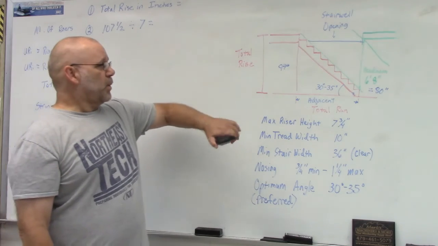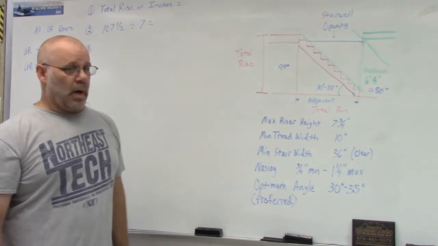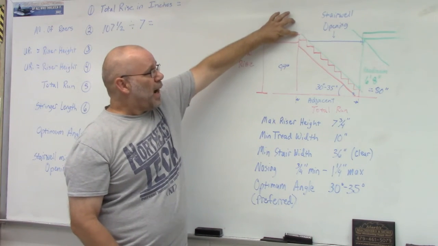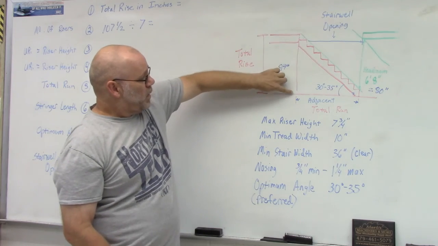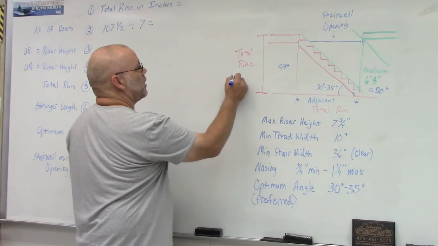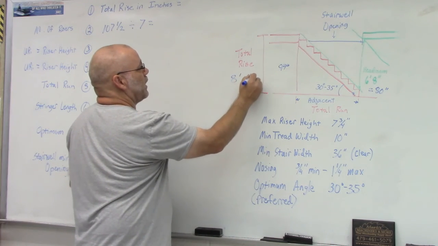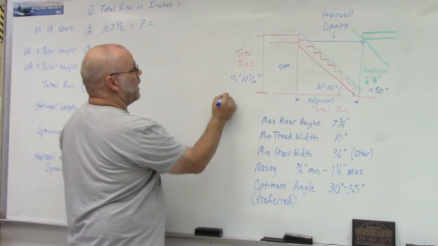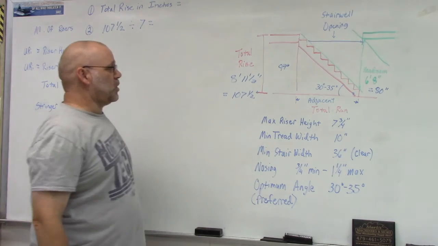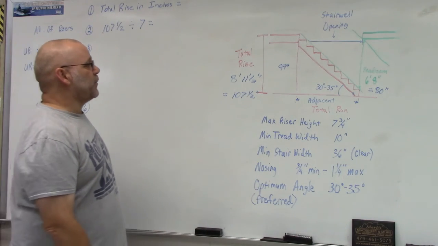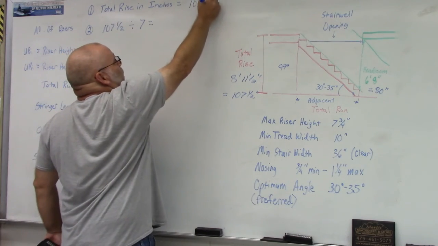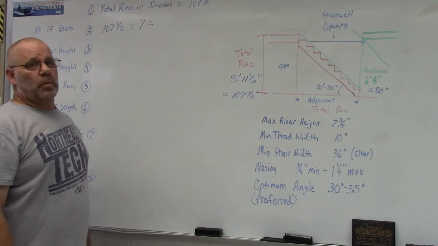Okay, so the first thing we're going to do is get our total rise. To get our total rise, all we have to do is measure from the top of this floor to the top of this floor. Let's say for this example it's 8 feet 11 and a half inches. If I convert that into inches, I get 107 and a half inches for my total rise. So we're going to put that up here: 107 and 1/2 inch total rise.